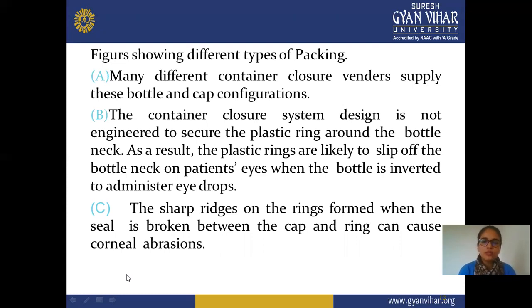And next, a sharp ring forms when the seal is broken, and the cap ring can cause corneal abrasion. Means you can see that there are sharp ring edges in that ring, and when we break the seal, the broken cap and ring can cause corneal abrasion. That's why you replace the metal with rubber or any other plastic container, so there's less chance of abrasion or corrosion showing in your container.